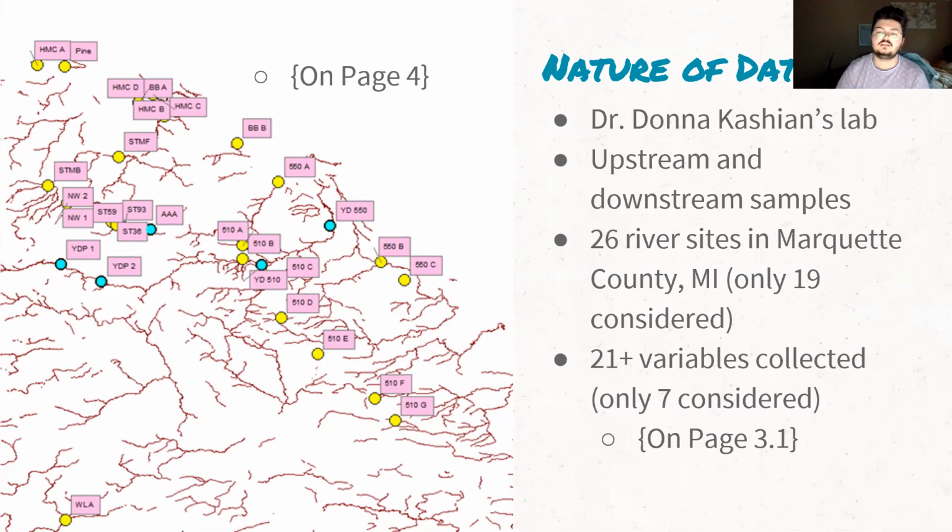In these sites, over 21 water quality variables were collected. However, due to inconsistencies as well, and some variables being collected in the later years and not in the earlier years, those were omitted. So that's why we're only going to be considering 7 of the variables. Those 7 variables with their definitions are on page 3 in section 1 of that supplemental document.